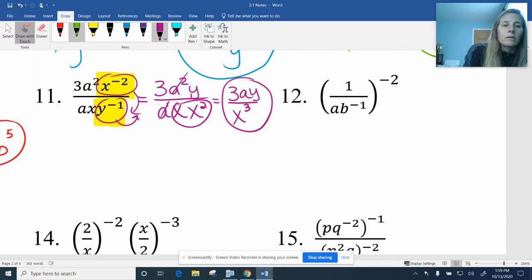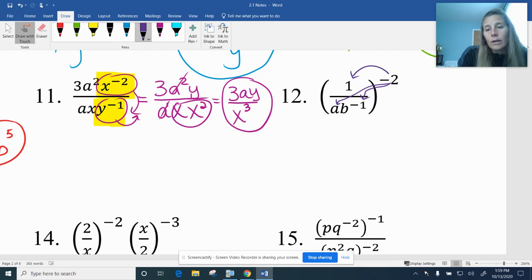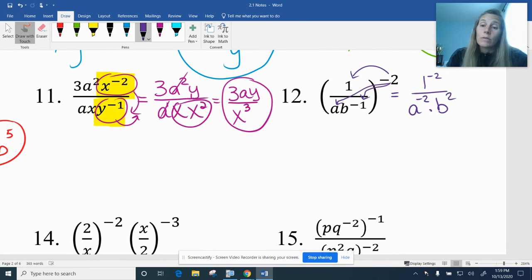All right, so now I'm going to do this one. Now this is a negative in parentheses. So first I get rid of the parentheses, then I'll get rid of the negatives. Sometimes it solves itself. So I have 1 to the negative 2 on the top, a to the negative 2 on the bottom, and then this becomes b to the positive 2 because when you multiply the two negatives. So now just these two need to swap.